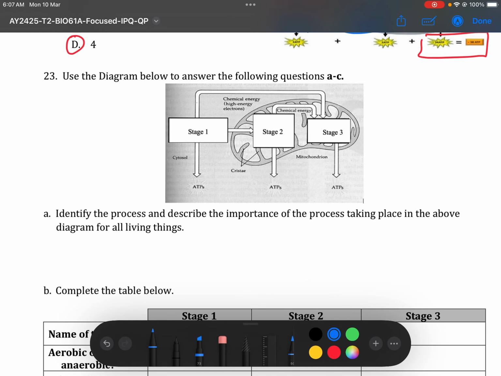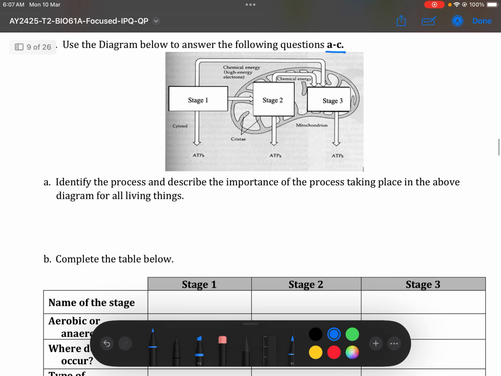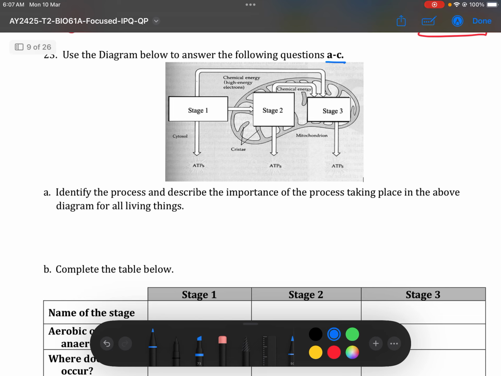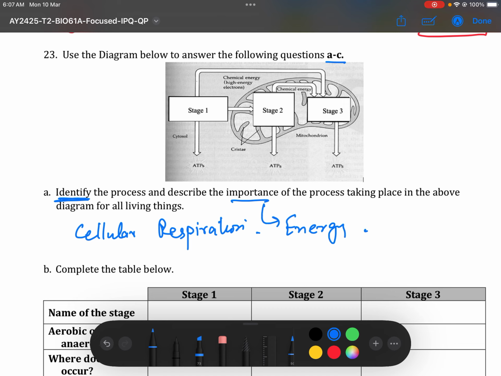Use the diagram below to answer the questions A till C. Identify the process and describe the importance of the process shown in the above diagram for all living organisms. So of course the process shown over here is cellular respiration. Be very careful about what they want. They want you to identify the process. So the process is cellular respiration, and for the importance, you need to say the benefit. Of course it provides energy, and this energy is used to carry on all the living processes, to keep the activities going on.